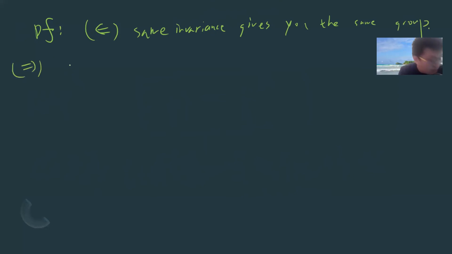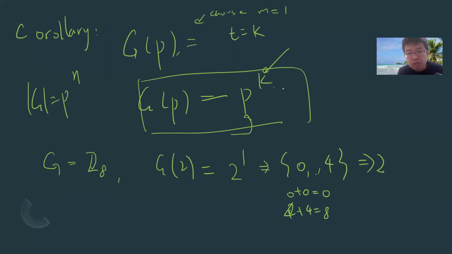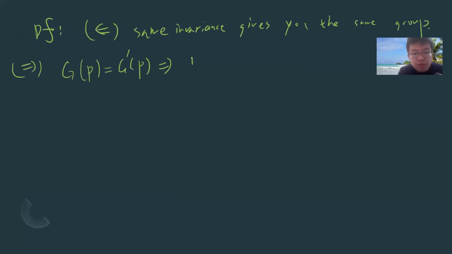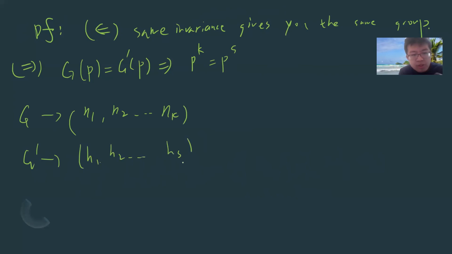Okay, so if you consider, let's say, G[p] and G'[p], then you obviously get by this that you get p to the k. So it must be p to the k, let's say p to the s, right? So remember that my original G has invariants n_1, n_2, sorted, up to n_k, and then this G' has h_1, h_2, up to h_s. So it must be the same, right? So k must be s, right? So this is the first one.